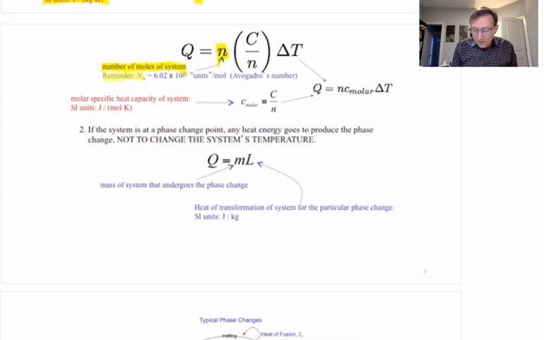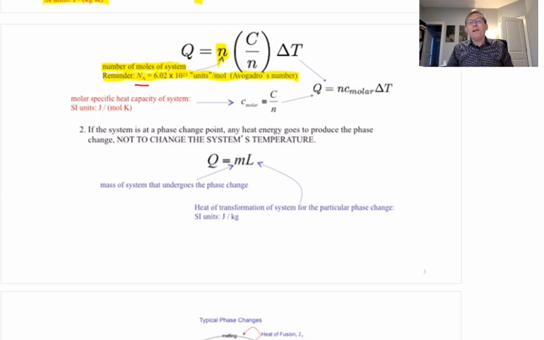Avogadro's number. Your book's notation for that is capital N sub capital A for Avogadro's number. Very famous number in physics and chemistry. Avogadro's number has the value 6.02 times 10 to the 23 units per mole, where the word units there is in quotes because it's not really an official unit. It's just how many objects there are in a mole. There are 6.02 times 10 to the 23 objects in a mole.